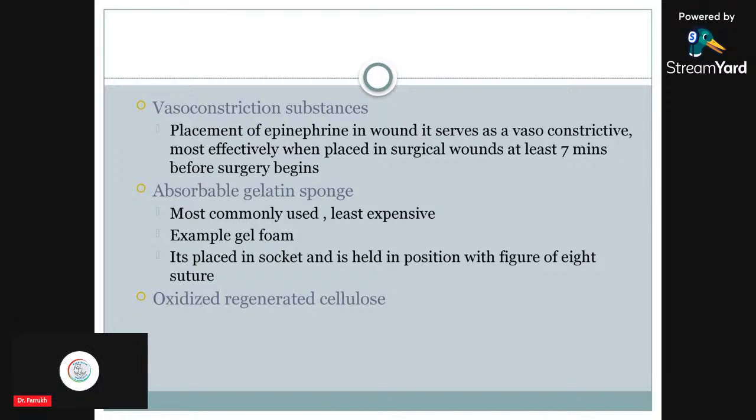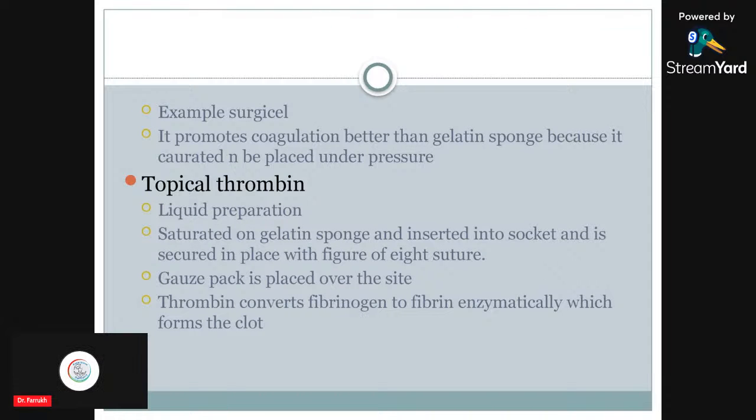Then we have oxidized regenerated cellulose. An example is Surgicel. It promotes coagulation better than the gelatin sponge, which is a good thing because it can be placed under pressure. Then topical thrombin. What is topical thrombin? Basically, it is a liquid preparation saturated on a gelatin sponge, inserted into the socket and secured in place with a figure of 8 suture. A gauze pack is placed over the site.